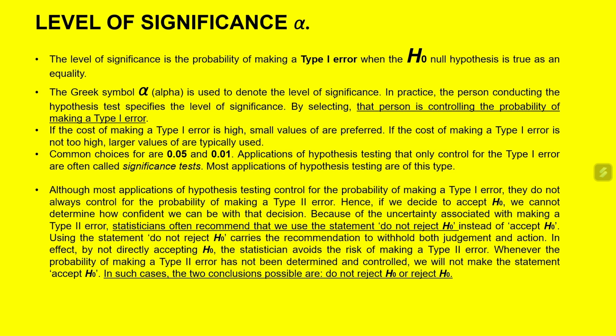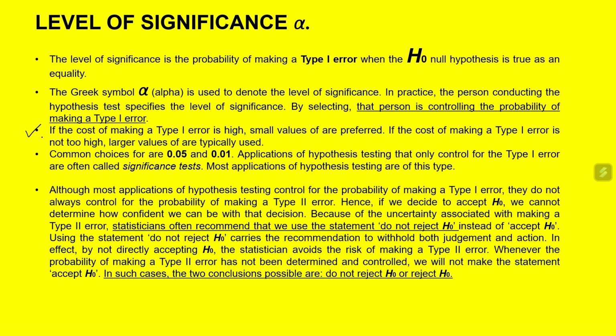In practice, the person conducting the hypothesis test specifies the level of significance. Anybody who is practicing the test will specify it, the researcher or the person who is building some sort of hypothesis. By selecting alpha, that person is controlling the probability of making a type 1 error, whether the type 1 error will be caused or not. So he is deciding that, by selecting the alpha.